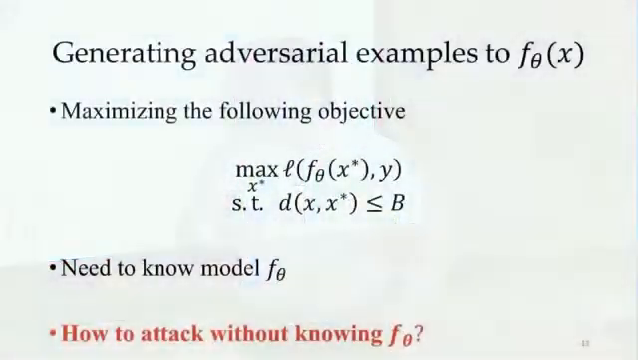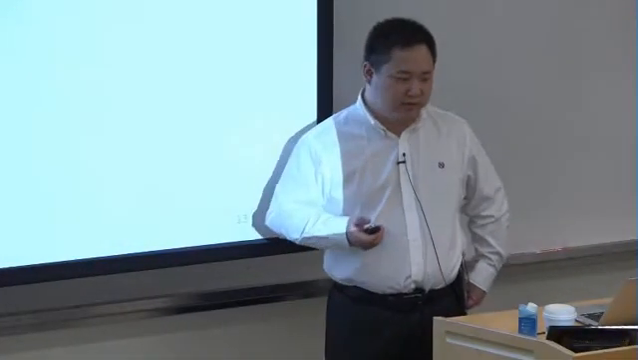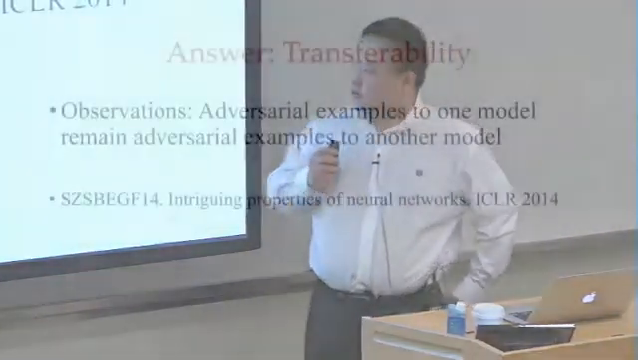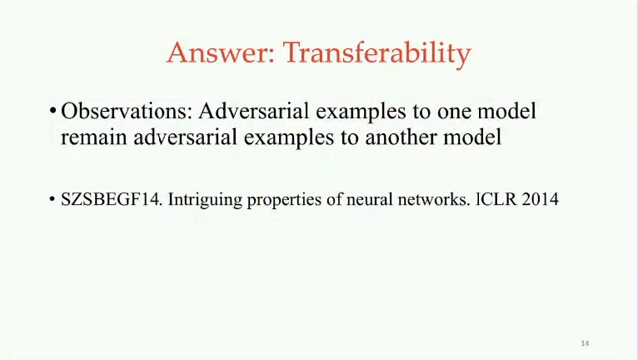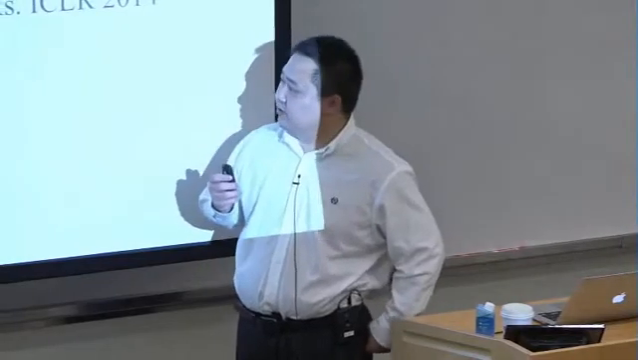So the real question is, how can we attack the model without knowing these hyperparameters, and we don't even need to know the function f here, right? So there is an intriguing property called transferability. That was also identified by the 2014 paper. It says that the adversary examples generated for one model can transfer to the other.